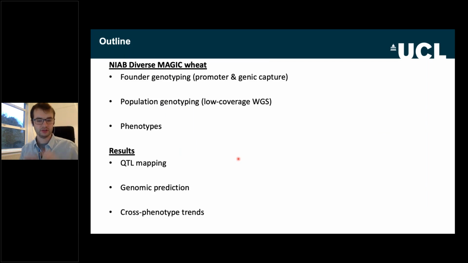Okay, so this is the talk outline, and as we've just discussed, MAGIC populations have this carefully designed germplasm and a controlled population structure, and they're particularly powerful tools when that germplasm is combined with dense genotyping and phenotyping data. So I'm going to introduce the particular MAGIC population here by first describing the founders and the genotyping and phenotyping effort we performed on the founders and on the lines themselves. And later, I'll describe the results where we use a few different methods to link genotypes and phenotypes.